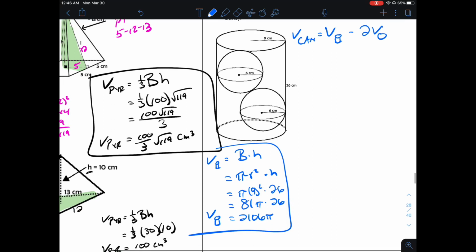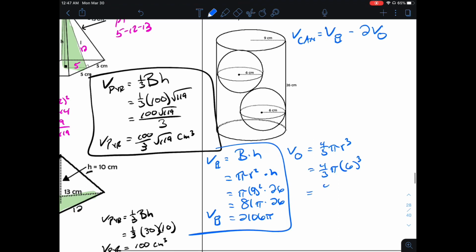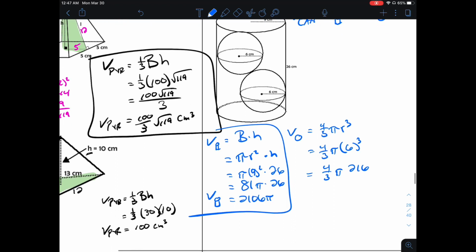But it's got balls. It's got 2 tennis balls. To find the volume of one of the spheres, it's going to be 4/3 pi r cubed. The radius is 6. We said earlier that 6 cubed is 216. 3 goes into 216 72 times. 72 times 4 is 288 pi cubic centimeters.